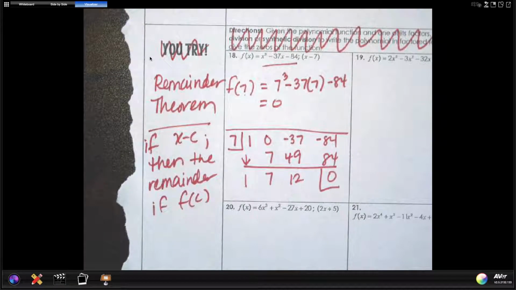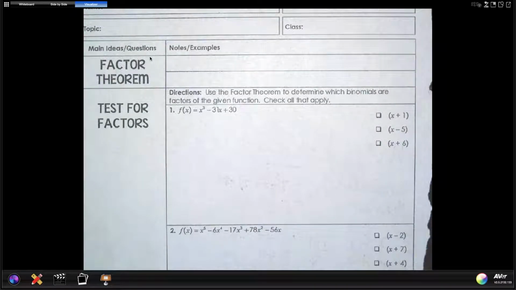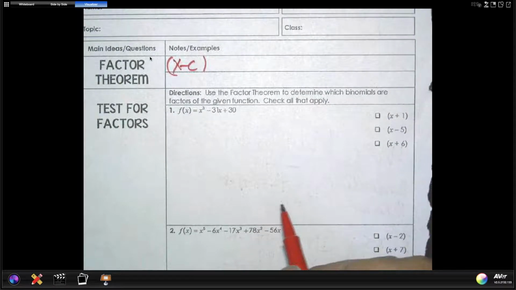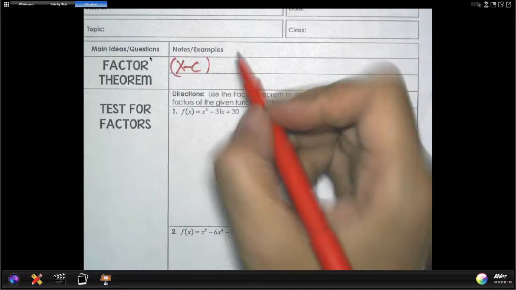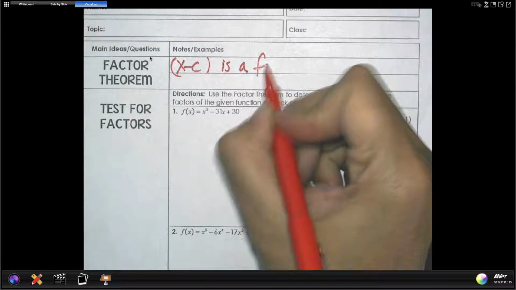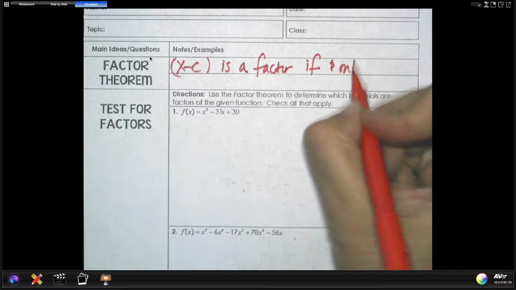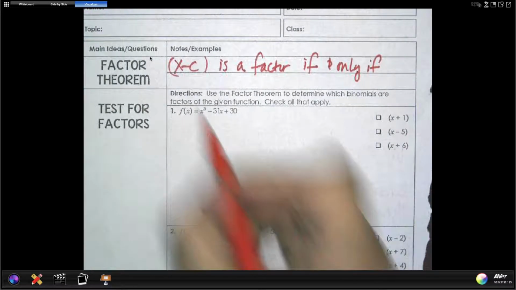Okay? So let's go to the next page where it says factor theorem. So factor theorem means this. If I take my x minus c and I use the remainder theorem and the remainder is 0, then that means x minus c is a factor. So x minus c is a factor of that polynomial if and only if f of c equals 0.